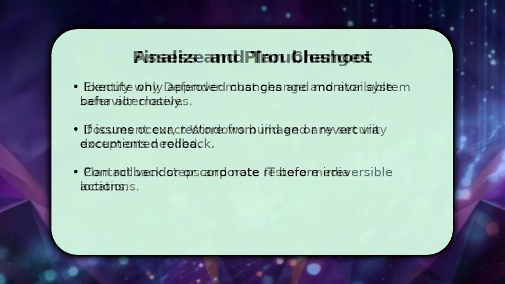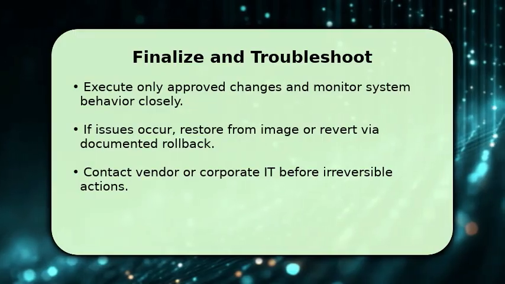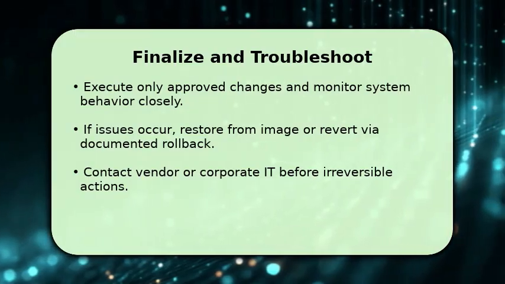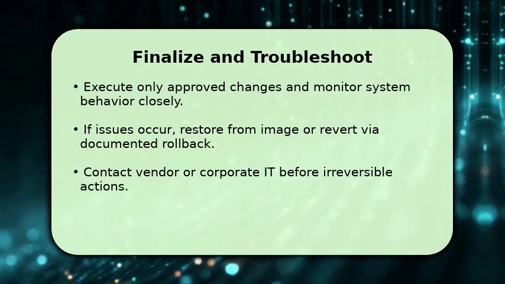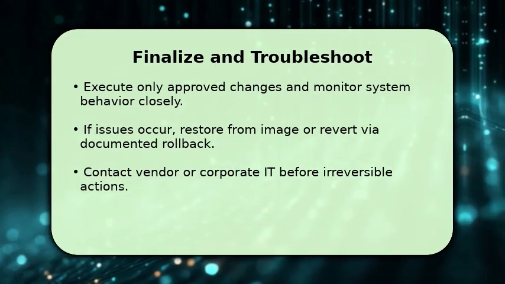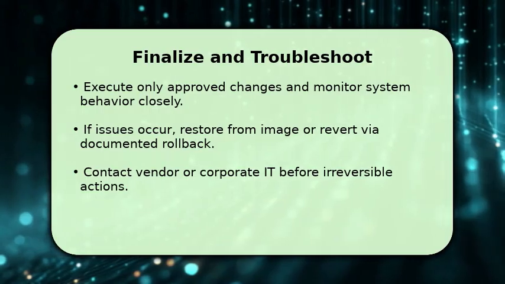Complete only the changes that were approved and follow the rollback plan immediately after verification. Monitor logs and network behavior closely for anomalies and make sure you can restore the original state quickly. That is your primary safety net.